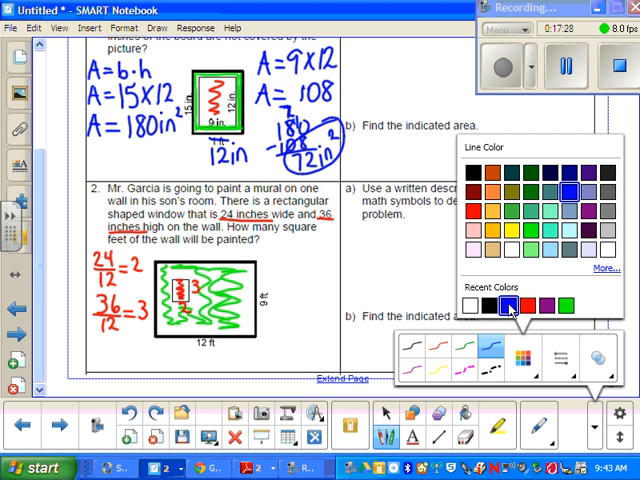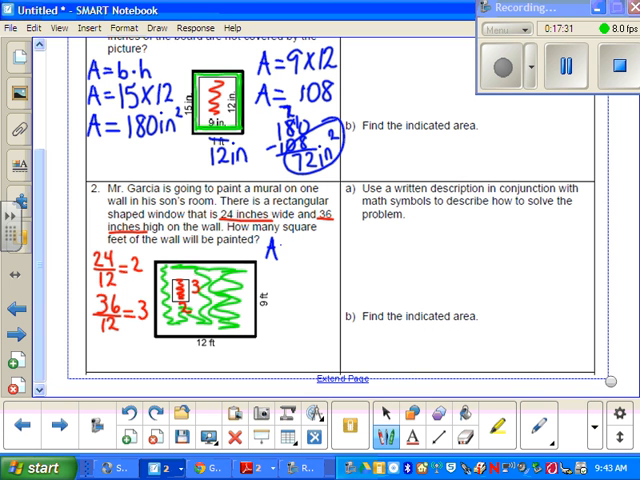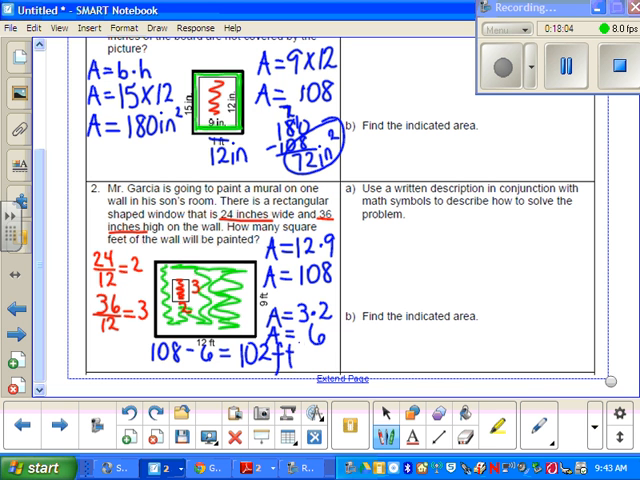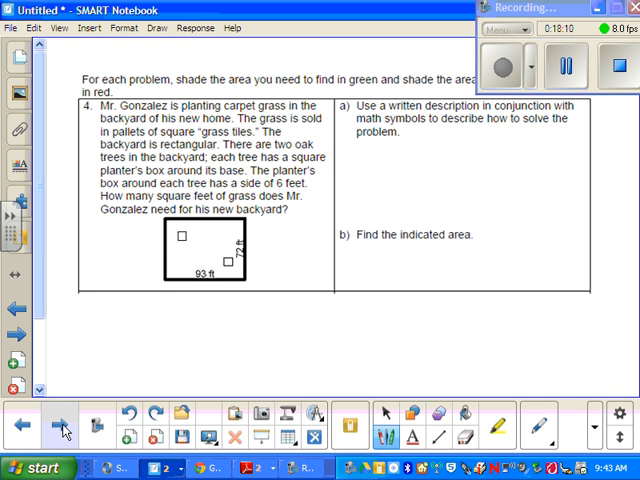Now I have to find the area of the big rectangle first, which would be base times height. So that would be 12 times 9, which I remember from the last question is 108. And then I have to take out the window, so I need to find the area of the window, which would be 3 times 2, which is 6. And I will subtract those. 108 minus 6 will give me 104 feet squared is what I have to paint. No, 102 feet squared. Sorry. Can't subtract today either. All right. Is that all of them? We have one more we're going to do.